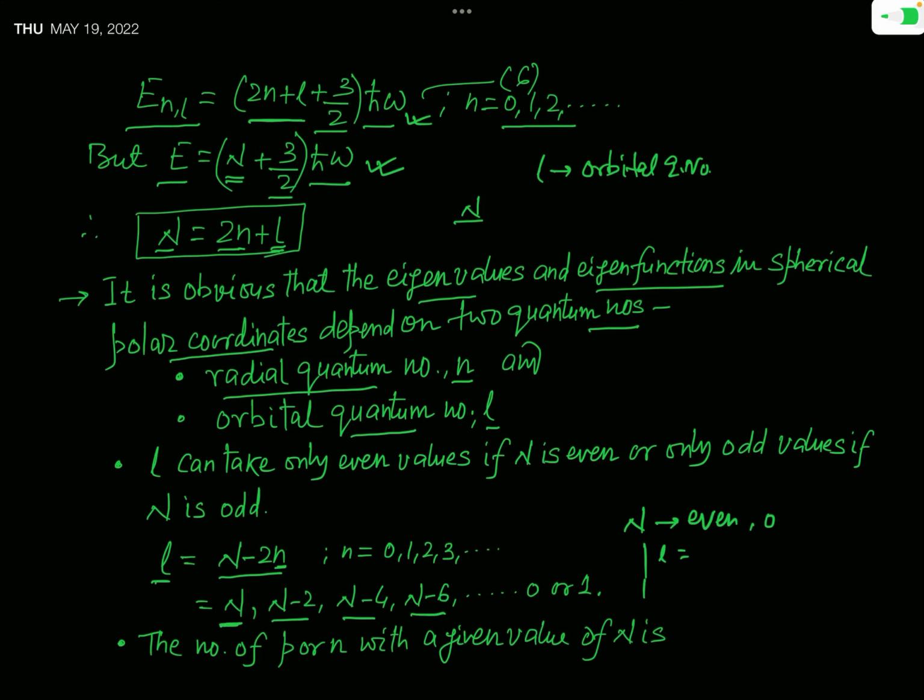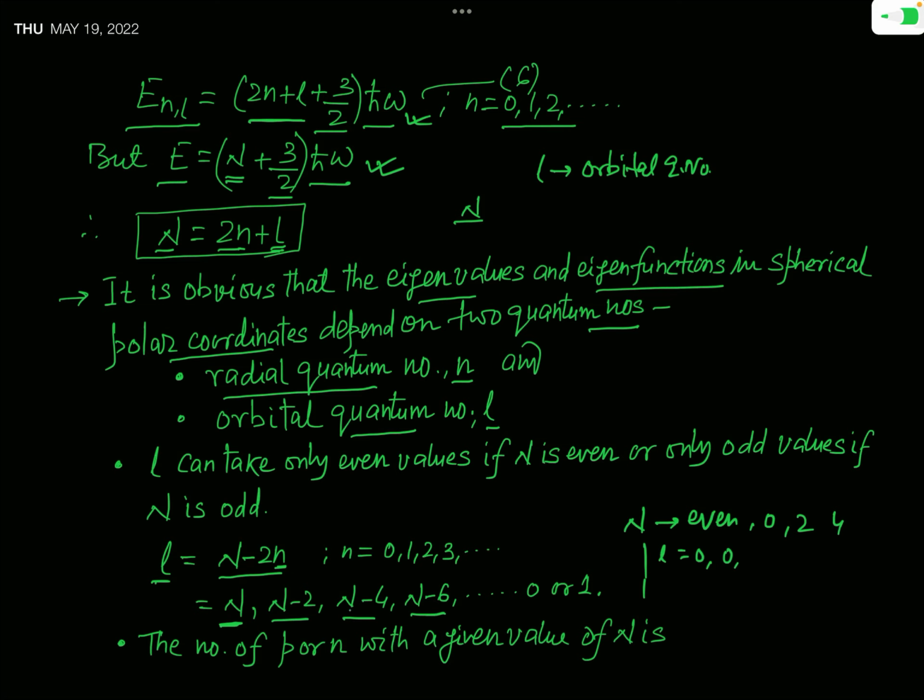So this capital N will be now 0 and so L will be 0. Now take n equal to 2. This is another even value of n. So this will be in fact n minus 2, that is 2 minus 2, that is 0. And now take 4. Then you see that 4 minus 4 is 0.